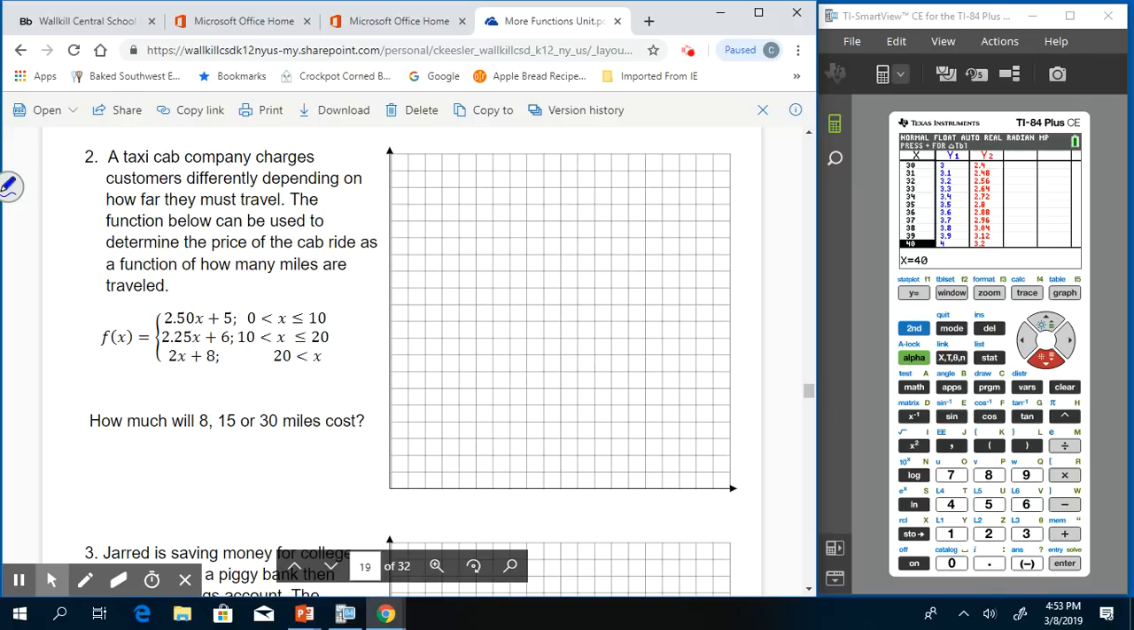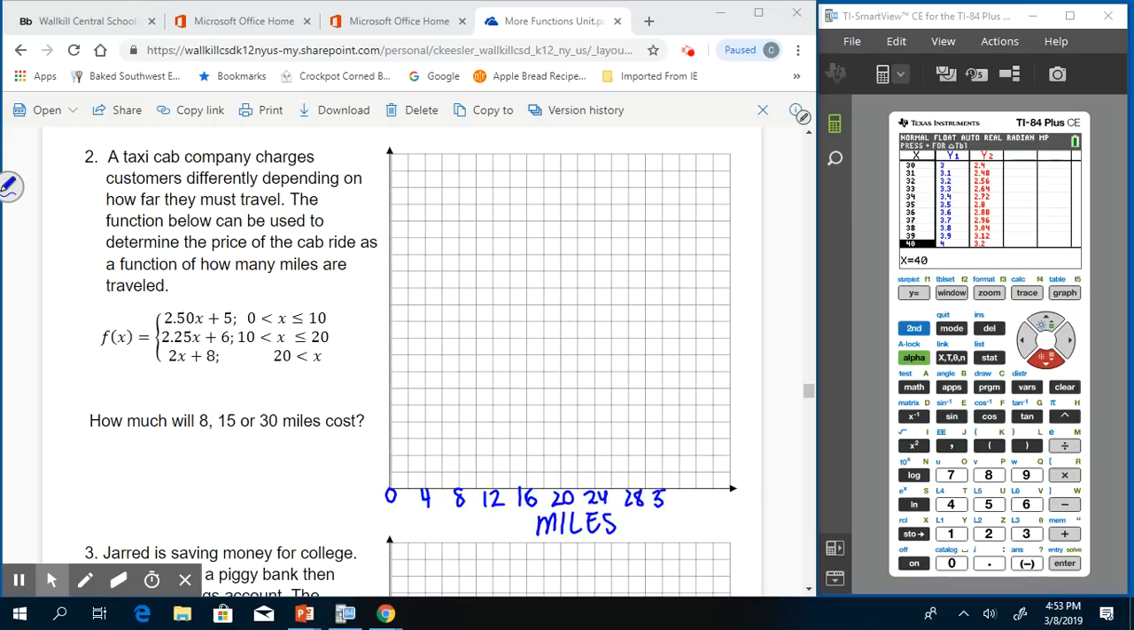So just like before, let's set up our bottom axis as miles. I believe there are 20 boxes again, so let's double it and go to 40 so we see all of these ranges. So we'll do 0, 4, 8, 12, 16, 20, 24, 28, 32, 36, and 40.